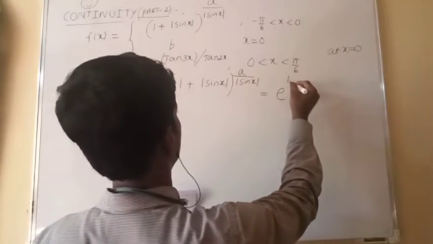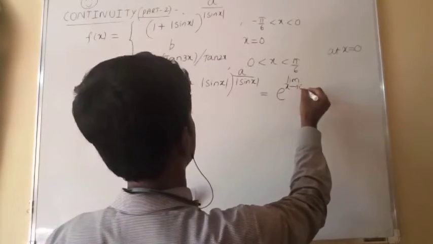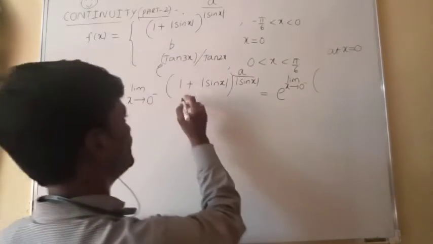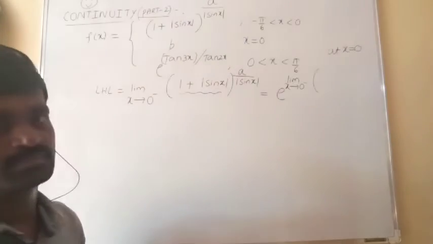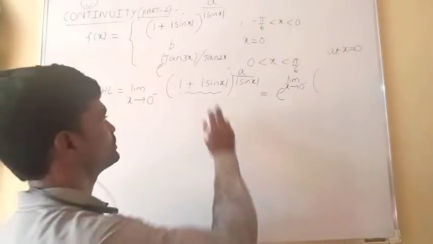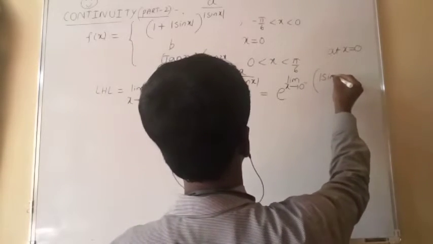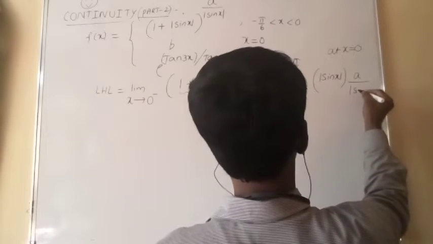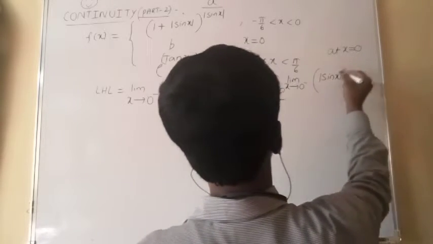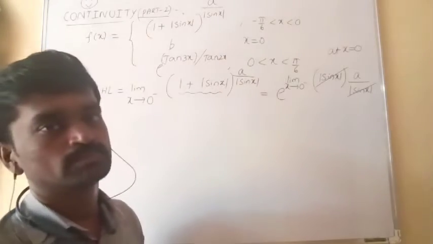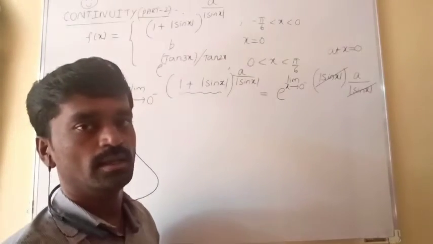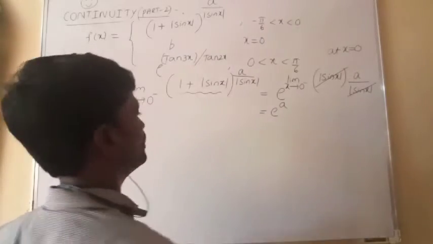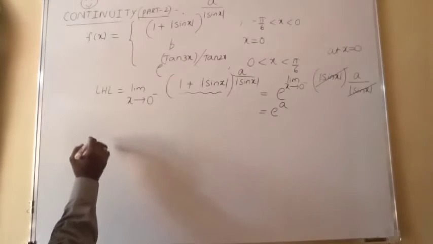Then how do you evaluate? E power limit x tends to a, that means 0 minus, f of x minus 1. So this is f of x. F of x minus 1 means what you will get? Only mod sin x into g of x. So mod sin x gets cancelled. So limit x tends to 0 minus a. A is a constant. So it is same as a only. So e power a. So what you got? LHL, e power a. Next RHL.